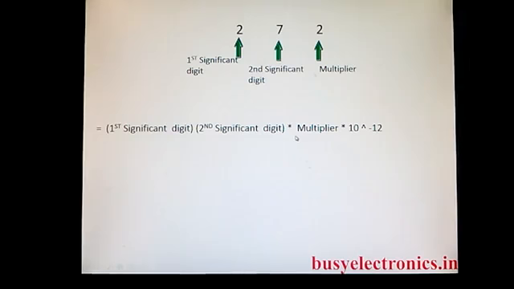Also, the multiplier is then multiplied with these two values as a whole, and then the entire value is multiplied with 10 raised to minus 12. So this is the pattern in which it is written. So we now get the value of the multiplier from the ceramic capacitor code chart, as we have the value of the first significant digit and the second significant digit from here.